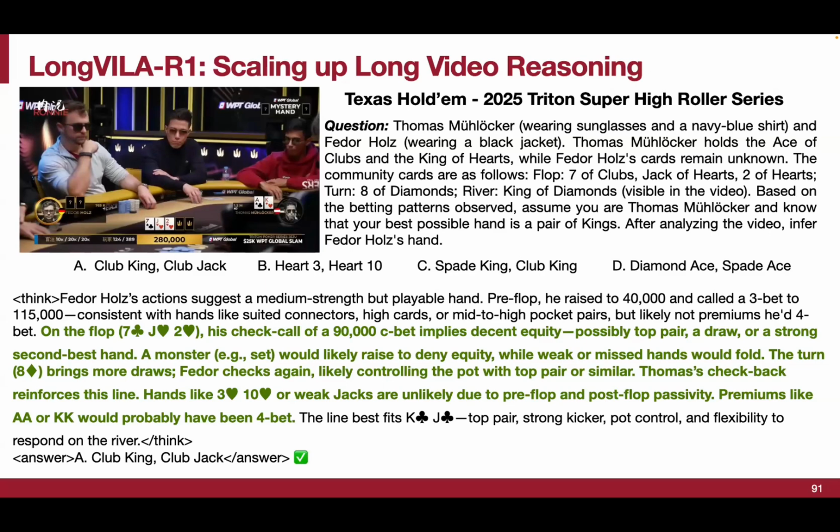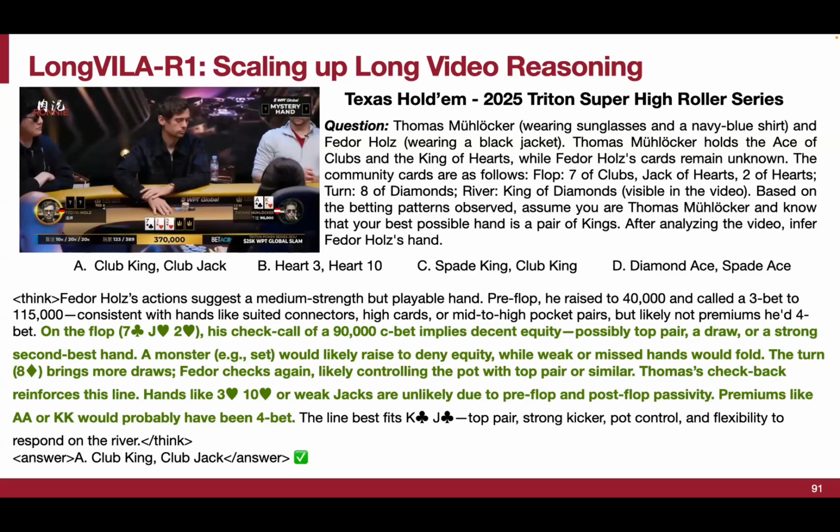On the flop, his check call of 90,000 C-bets implies a decent equity, possibly a top pair, a draw, or a strong second best hand. A monster would likely raise to deny equity, while weak or missed hands would fold. The turn brings more draws, further checks again, likely controlling the pot with top pair or similar. Thomas' check back reinforces this line.